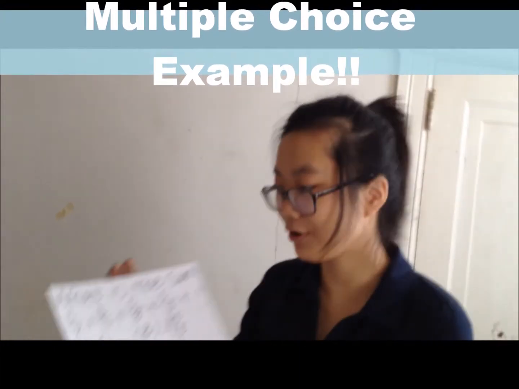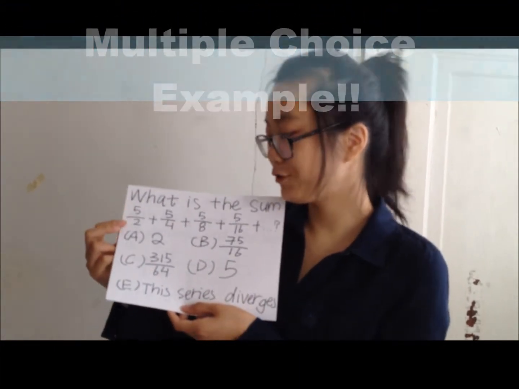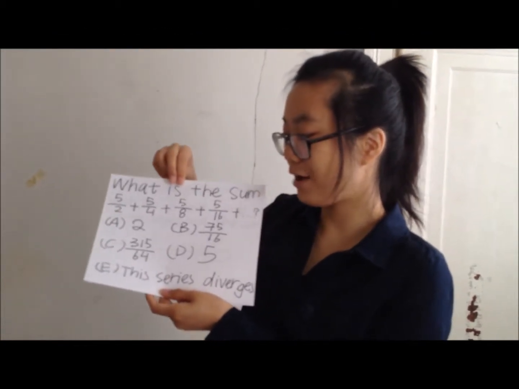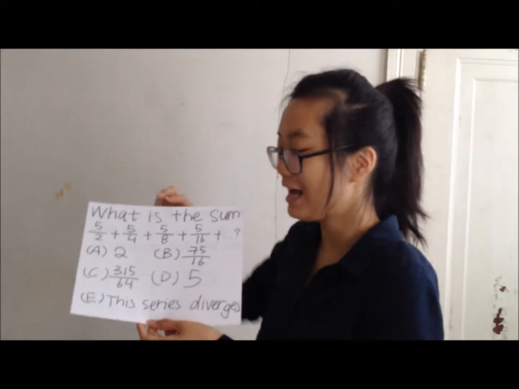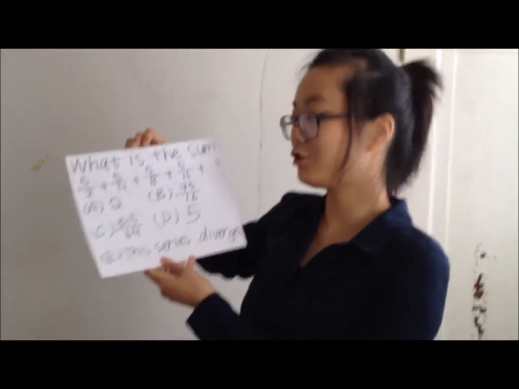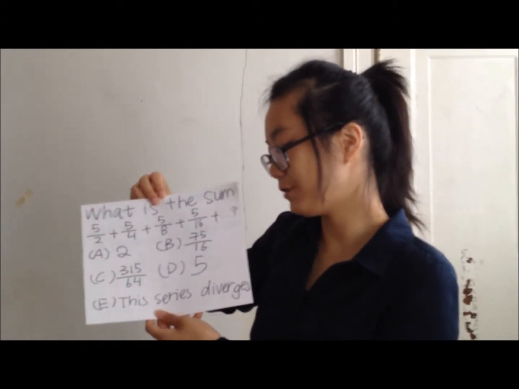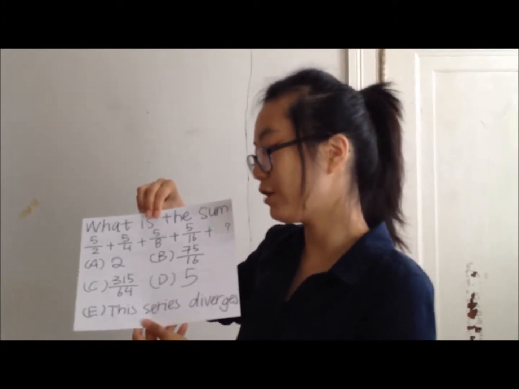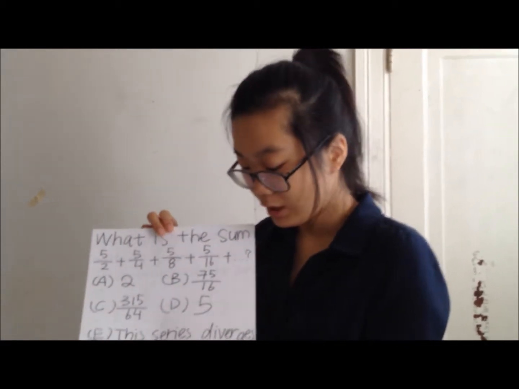Okay, let's see an example here. What is the sum of 5 over 2 plus 5 over 4 plus 5 over 8 plus 5 over 16 plus etc. So there are 5 choices: A, 2, B, 75 over 16, C, 305 over 64, D, 5, E, the sequence diverge. So take out your pen and think about it.